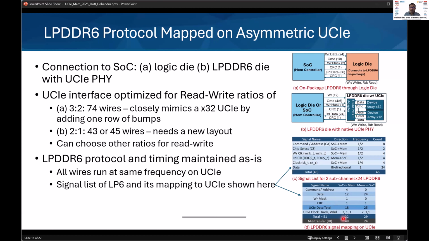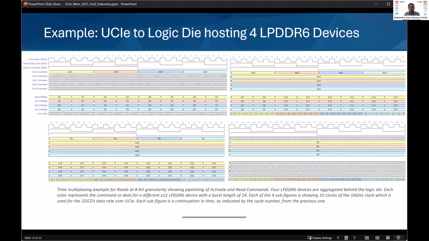And we end up with a total of 51 wires versus 46. So slightly higher number of wire count, but then the thing is we get a lot better in terms of the bandwidth density that we will see. So that's the idea. Now, this is showing a timing diagram of the approach that I just talked about.